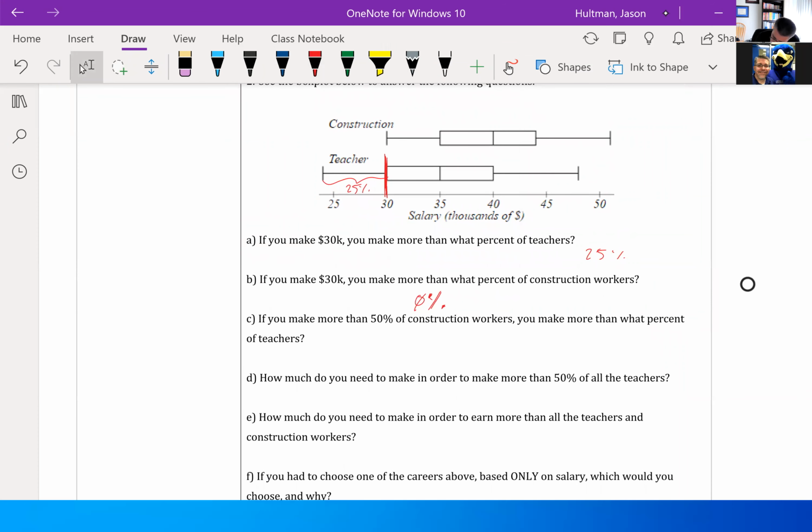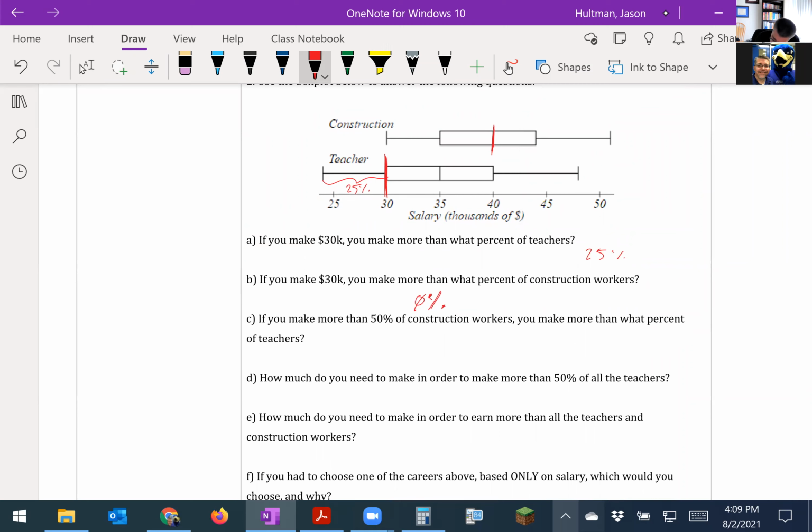So the 50th percentile for construction workers is here. If you make more than 50% of construction workers, then you've made more than, looks like 75%, because that's Q3, right? So this is Q1, this is the median, this is Q3. This is Q1, this is the median for the teachers, and this is Q3. So the median for construction worker is Q3 for teachers. So I'm going to go 75% on that.